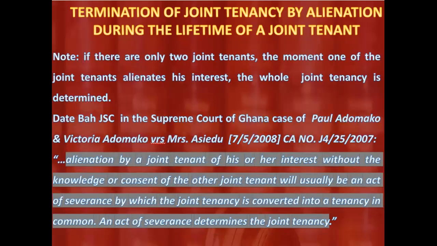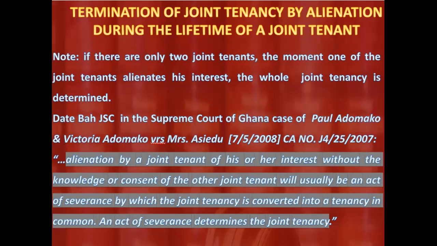Suit number J4/25/2007, and the judgment is dated 7th of May 2008. The bar JSC said as follows, and I quote, alienation by a joint tenant of his or her interests without the knowledge or consent of the other joint tenant would usually be an act of severance by which the joint tenancy is converted into a tenancy in common. An act of severance determines the joint tenancy.